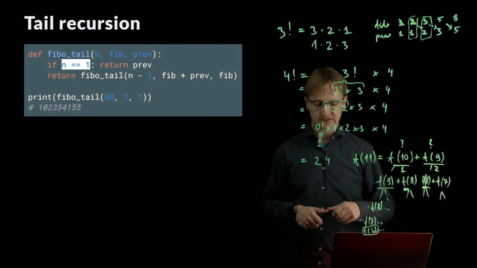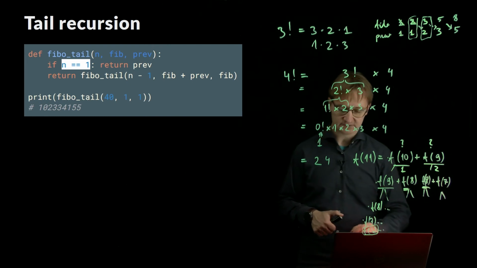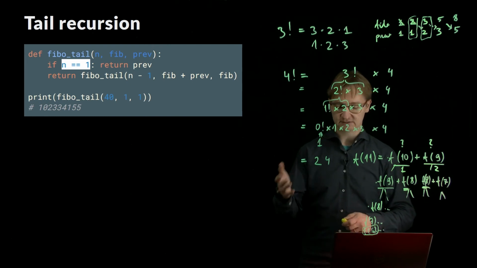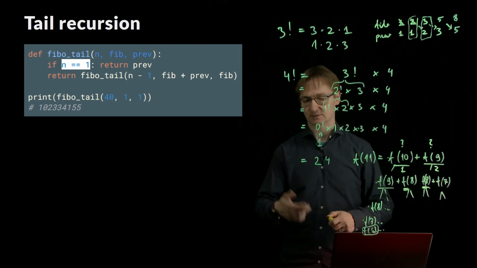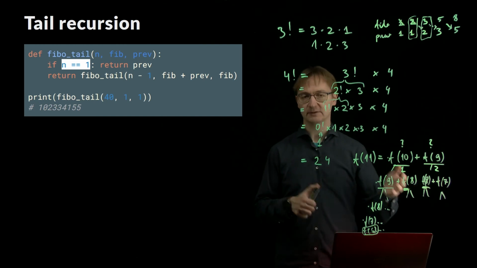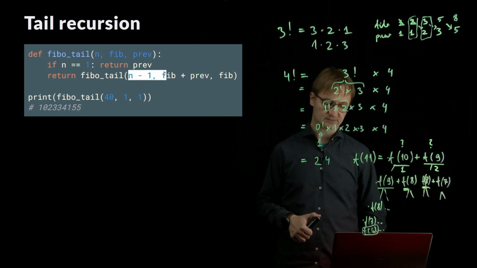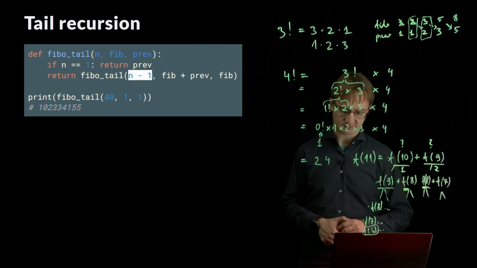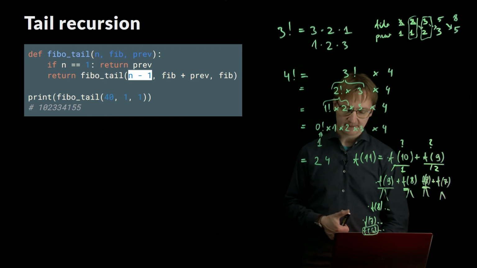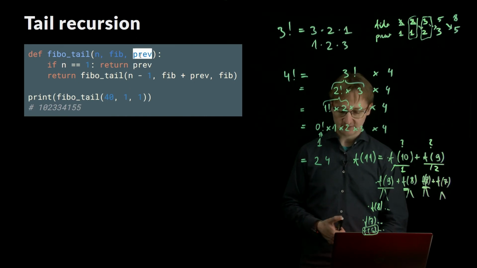This 1 actually doesn't mean the result. It's just a number of steps. We can think of it as that. So I start with 40, I end up with 1. So I have done 40 steps, because in every step I take 1 off of this 40 or whatever it is here. And what I return is this priv, the third parameter.